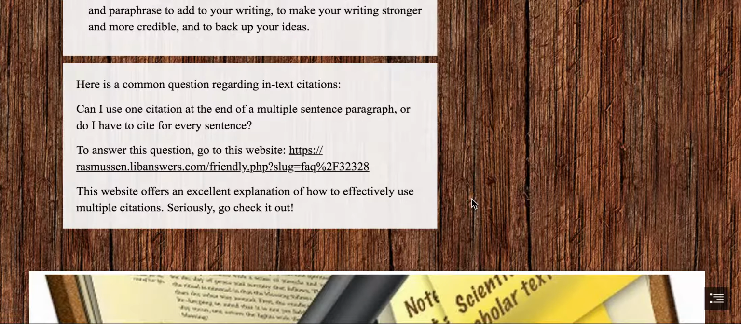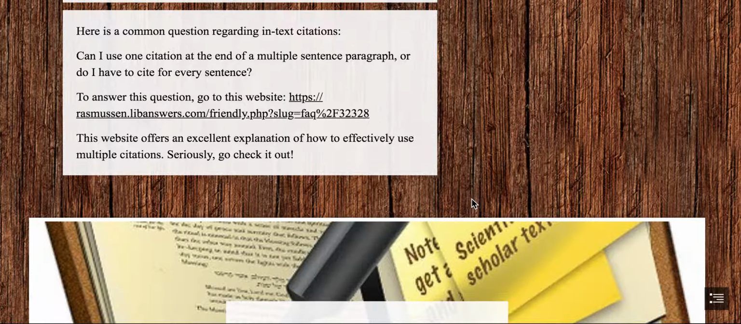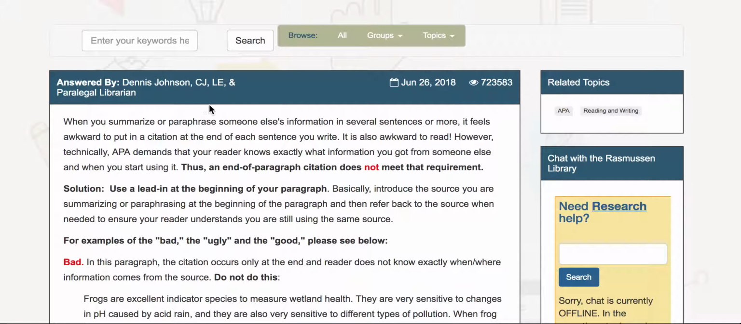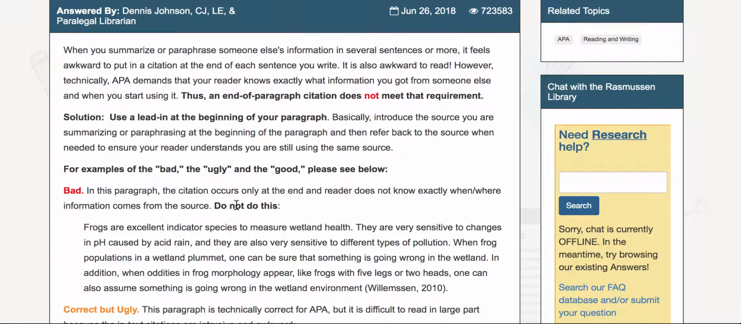All right, here is a common question regarding in-text citations. Can I use one citation at the end of a multiple sentence paragraph, or do I have to cite for every sentence? Seriously, go to this website. We'll click on it right now because I love this explanation of how to do that. So the author, Dennis Johnson, explains that it can be awkward to read because technically when you are summarizing or paraphrasing or doing a direct quote of someone else's information, you need to put a citation at the end of every sentence you write. But that's choppy and it's awkward, but it's technically correct.